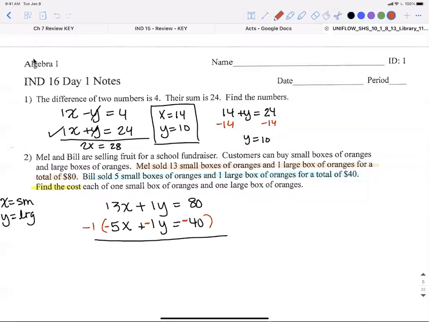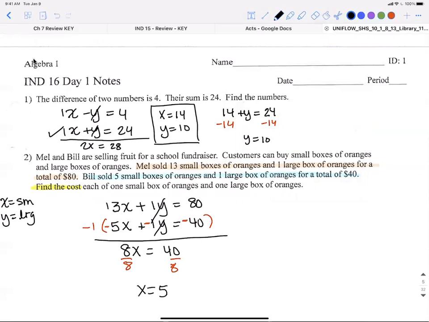I ran a negative through every one of those. And now I can solve it just like I did in indicator 15. So 13X minus 5X is 8X. The Y's cancel out. 80 minus 40 is 40. I divide by 8 and I divide by 8, and I get that X equals 5.